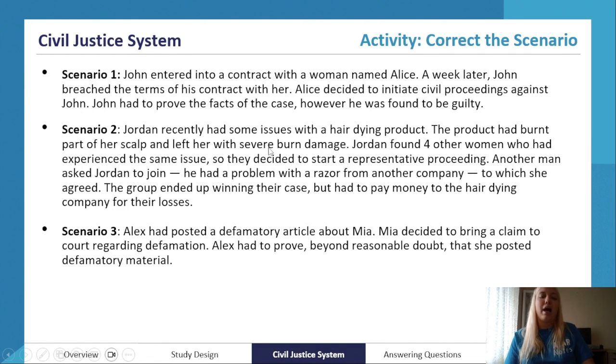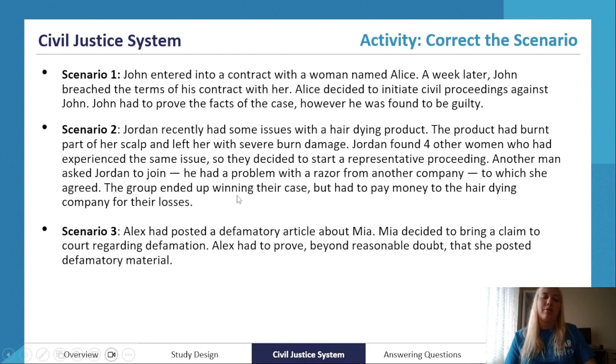Next mistake. Another man asked Jordan to join. He had a problem with a razor from another company. What element of representative proceedings does this not satisfy? So this man has a razor from another company. So there is a different defendant. So we don't have a related set of circumstances to allow this man to join the representative proceeding. His defendant is a different company. He has a different defendant, so he cannot join the group.